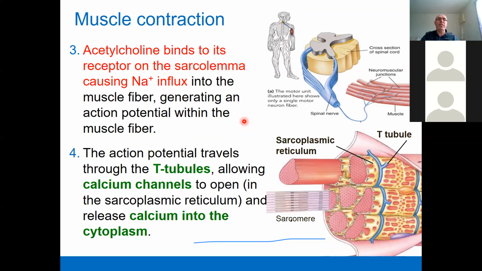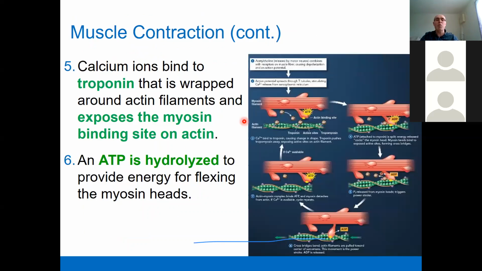In the third step, acetylcholine binds to the receptors on the sarcolemma, causing sodium influx. Once you decrease the negative charge inside of the muscle, the calcium channels open, and calcium is released into the cytoplasm. As we see here, calcium ions bind to the troponin.